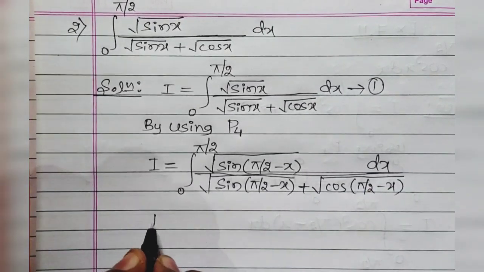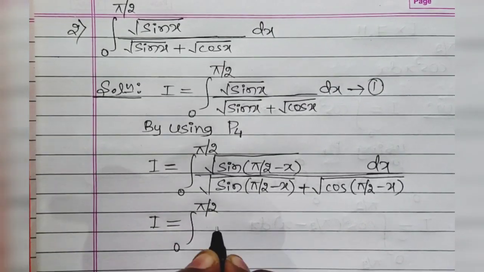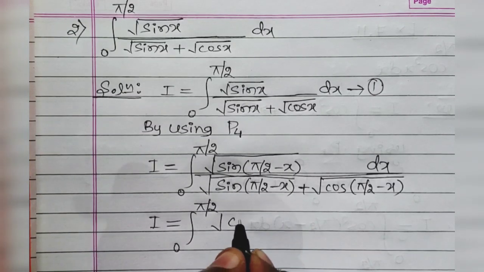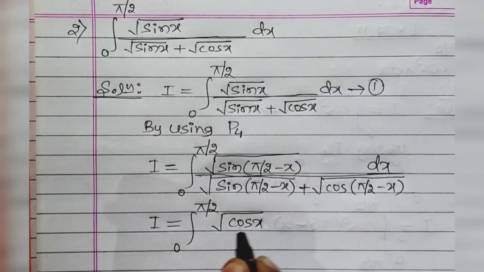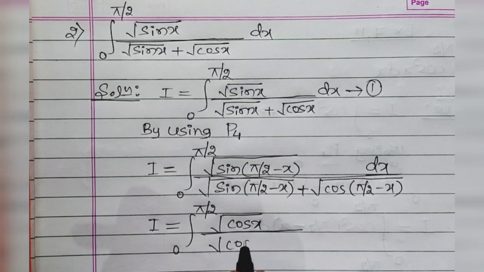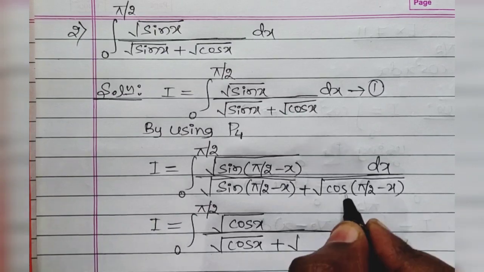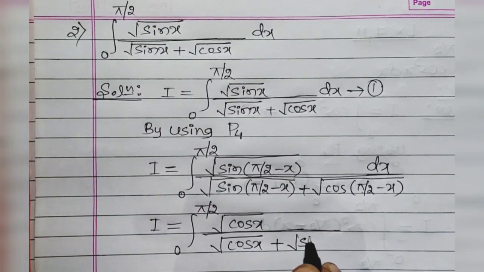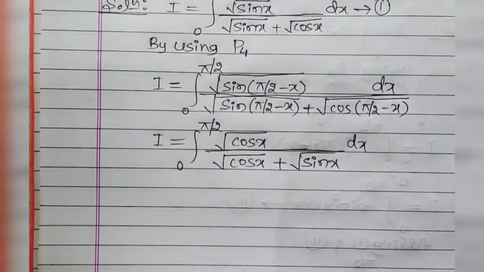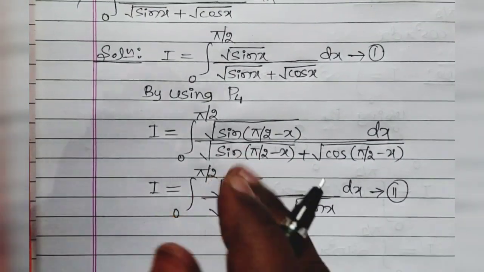Then I equals the integral from 0 to pi by 2, where the square root of sin of 90 minus x will be cos x by the complementary angle concept. Then the square root of again sin of 90 minus x will be cos x, plus the square root of cos of 90 minus x will be sin x, dx. Now I call this equation number 2. Now we have to add equation 1 and equation 2.